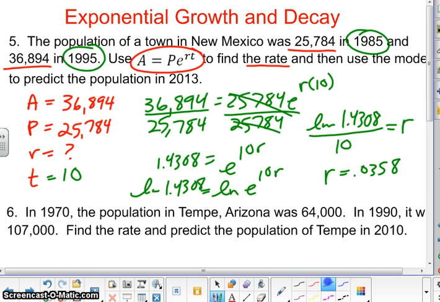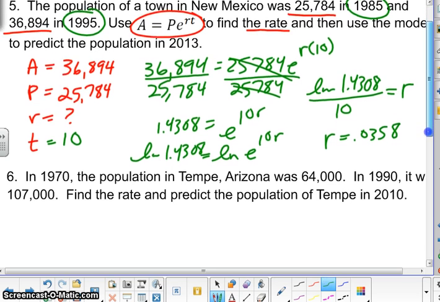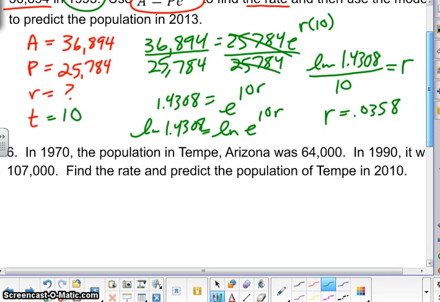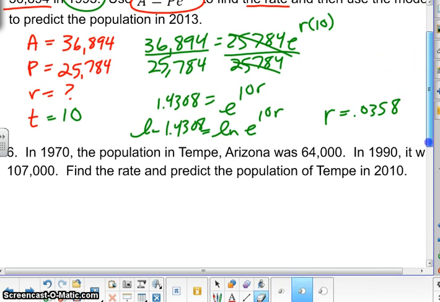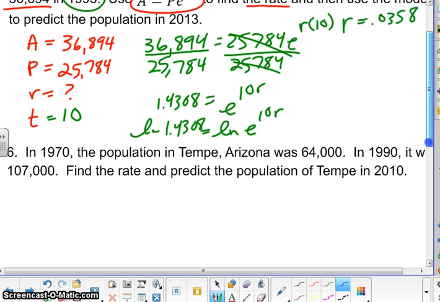Okay, so now for the predictions. I am totally out of room, so let's see if I can get some more room here. I'm going to erase this. Bring that up here. Okay, because it's asking for a prediction in 2013.